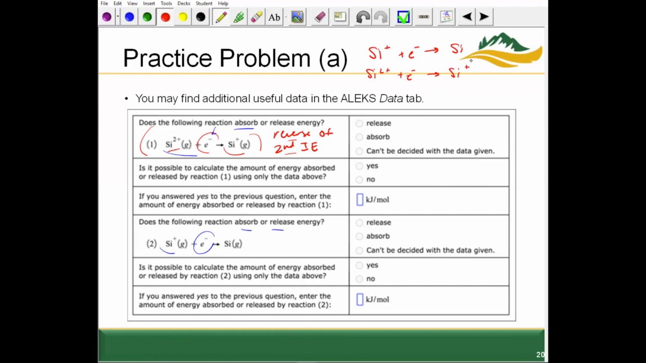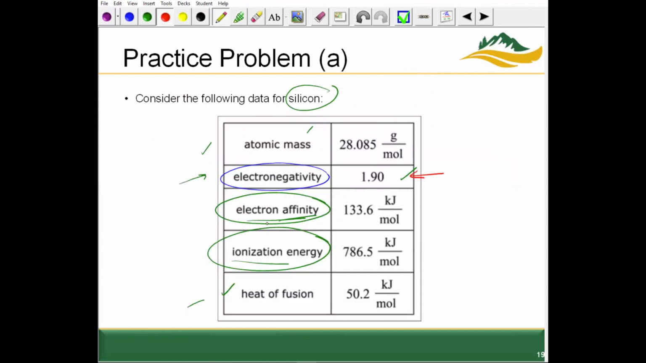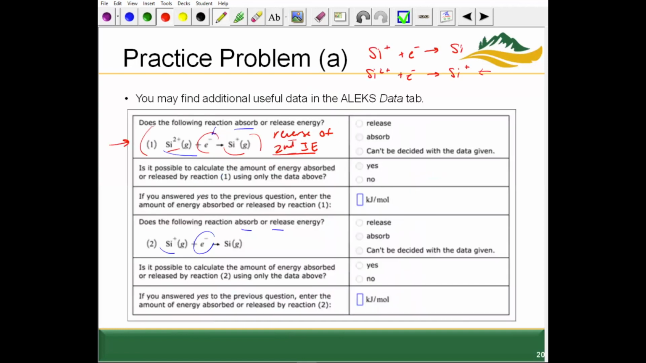Do we have any information about the second electron attachment or the second ionization energy to give us what we need to know about this row? Well, all we have is the first electron affinity as well as the first ionization energy. So we don't have enough information to tell us about this first row.